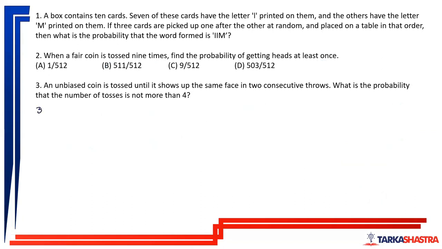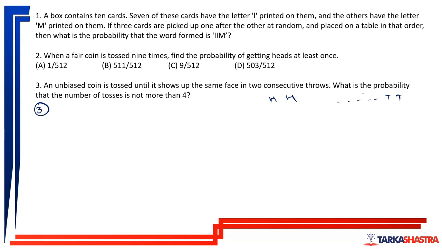Next. An unbiased coin is tossed until it shows up the same face in 2 consecutive throws. Okay, meaning in any throws the same face should come, right? Something, something, something, tails, right? So the game is going on till the time two consecutive throws show the same face. What is the probability that the number of tosses is not more than 4?